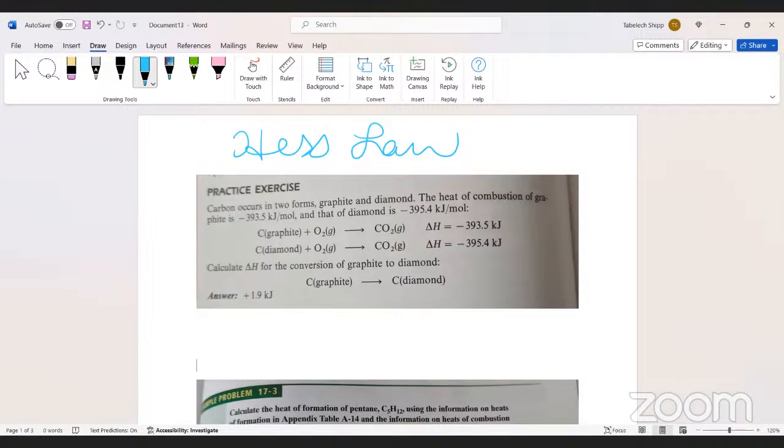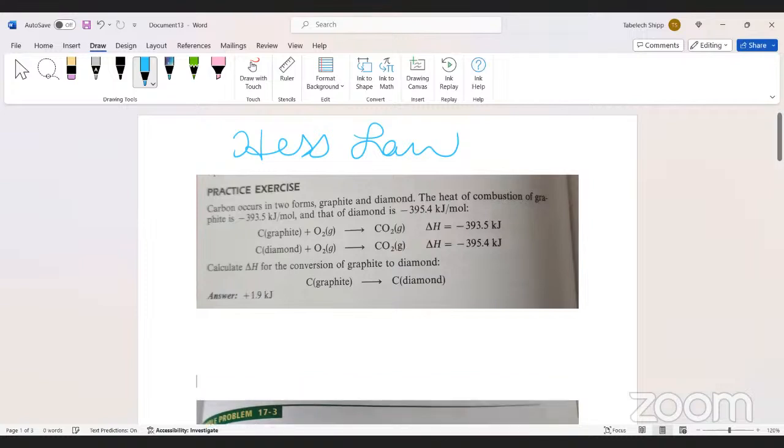So for instance, in a problem like this, first off, they're giving you some background information. They're saying carbon occurs in two forms, graphite and diamond. The heat of combustion of graphite is negative 393.5 kilojoules, and that of diamond is negative 395.4 kilojoules per mole. Here's what you need to do. They want the delta H for the conversion of graphite to diamond. Let me zoom in so you all can see that. Basically, they want the reaction to look like this, graphite to diamond, but this is what they've given you. Let me tell you the easiest way to make this work.